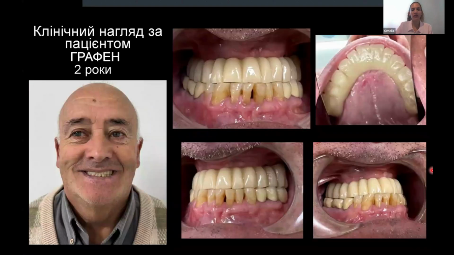Finally, we can see, obviously, a little bit of wearing, okay? Because of the bruxism that this patient has. But we can see that the color stability continues to be very good. It has healthy gingiva or soft tissue. Also, we don't have any plaque retention. Okay, finally, this is very important when we talk about a definitive material.